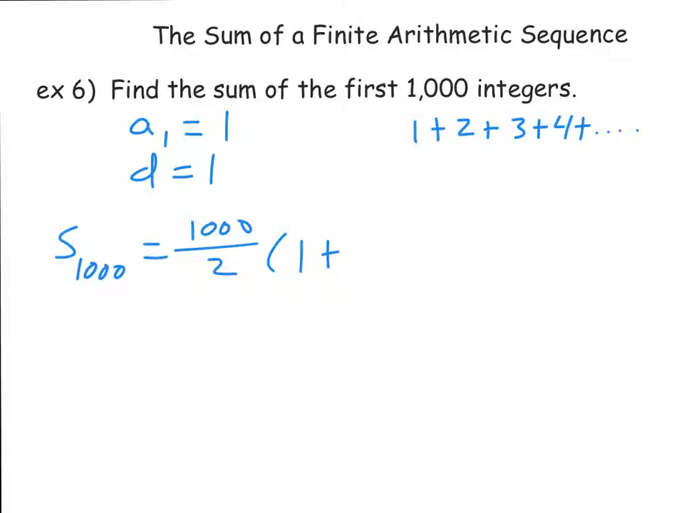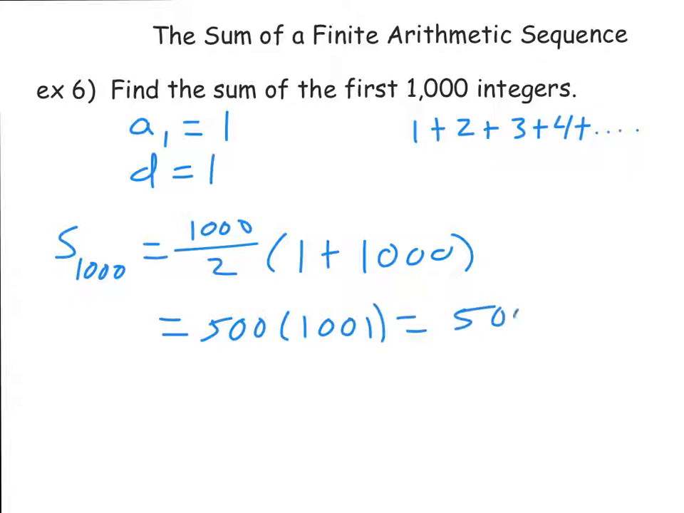First term is 1. The last term in my sequence would be 1,000. I'd have 500 pairs of numbers, and each of those pairs would have a sum of 1,001. That gives $500,500.